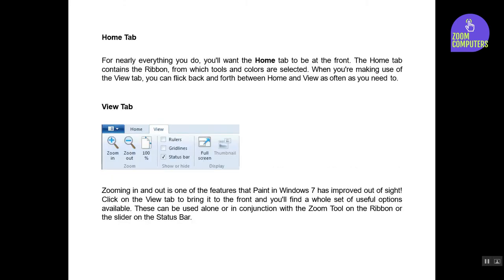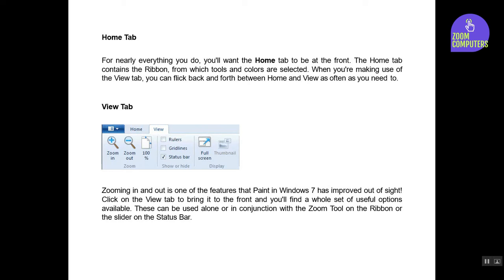Home tab. For nearly everything you do, you'll want the Home tab to be at the front. The Home tab contains the ribbon, from which tools and colors are selected. When you're making use of the View tab, you can flick back and forth between Home and View as often as you need to.